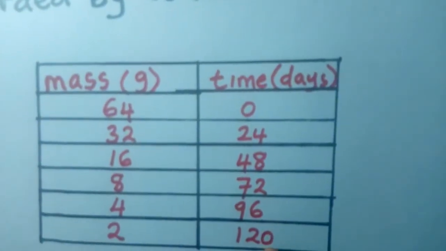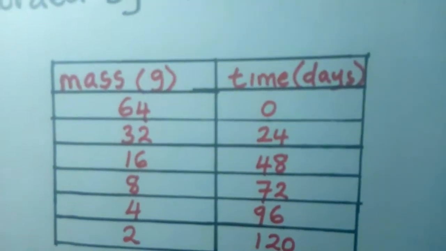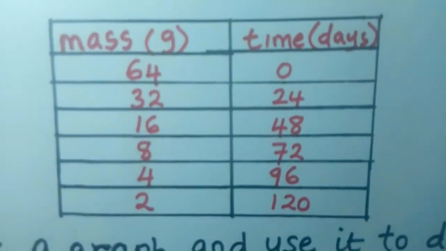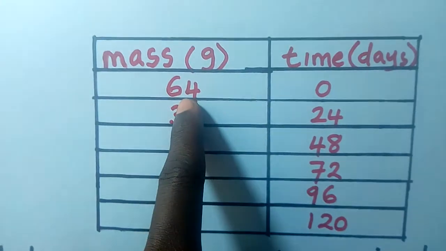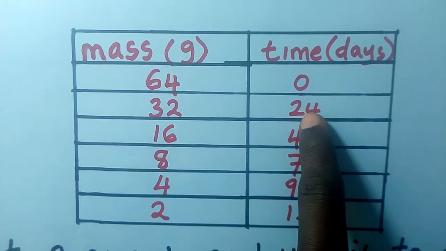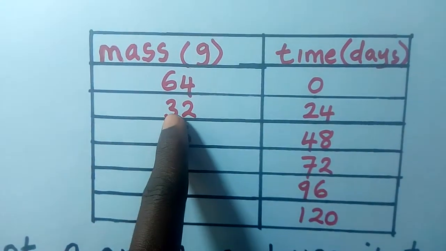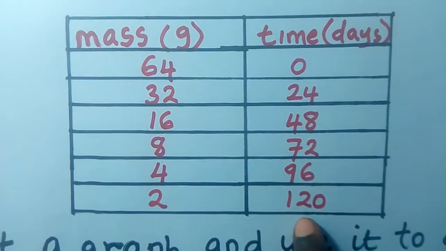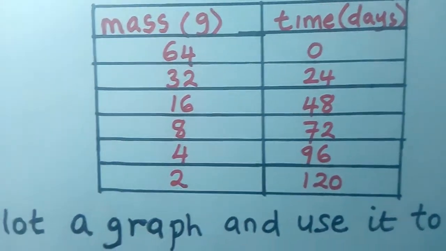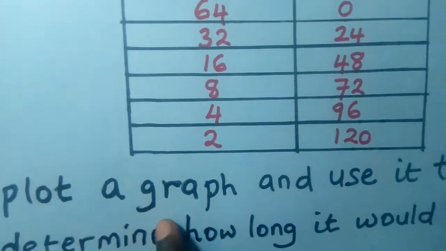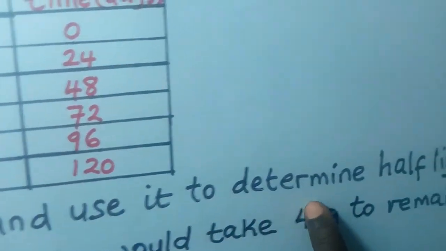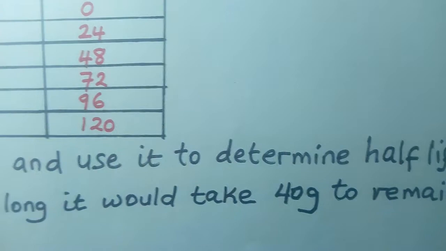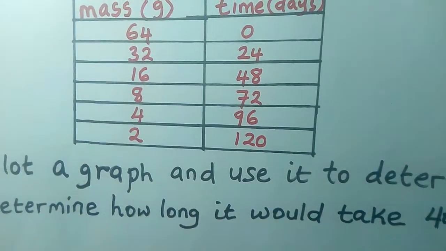And we say the time can be in hours, can be in days, can be in years, whatever. So you have two things, mass in grams and then the time in days. So when the time was 0, the mass was 64 grams. When the time was 24 days, the mass was 32 grams. 48 days, 16 grams, like that, until 120. Now, the person is saying, can you use these values to plot a graph and use that graph to determine what? Half-life. Plot a graph and use it to determine what? Half-life.